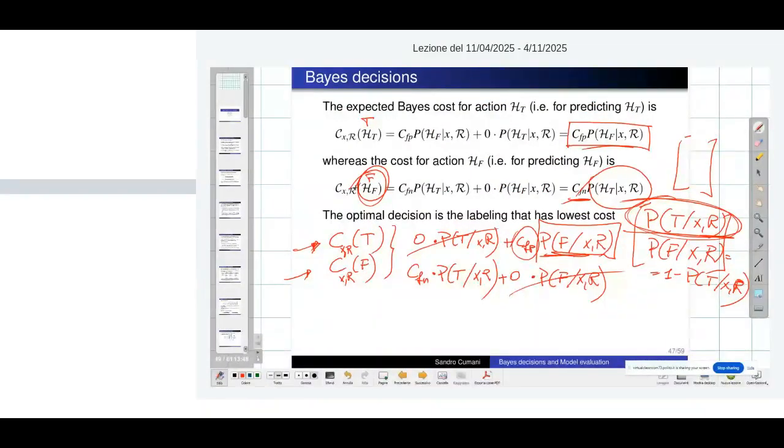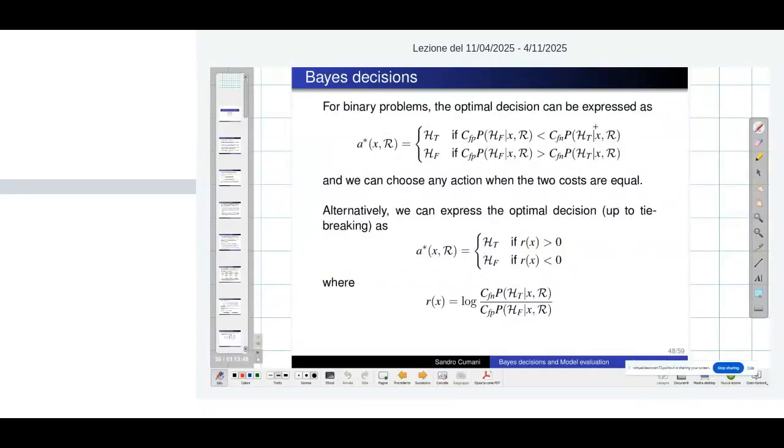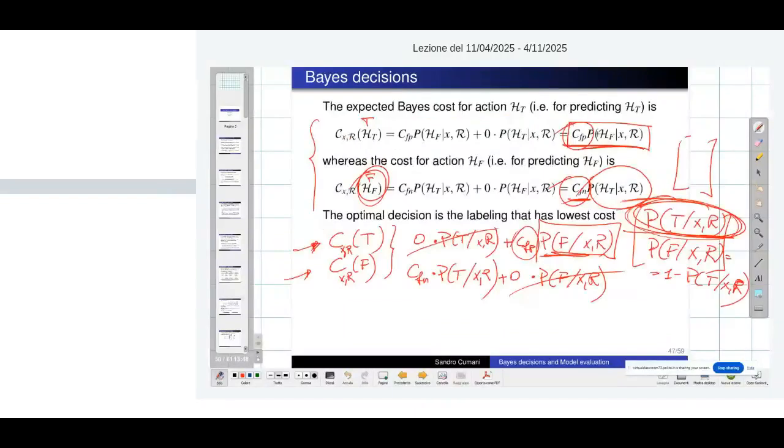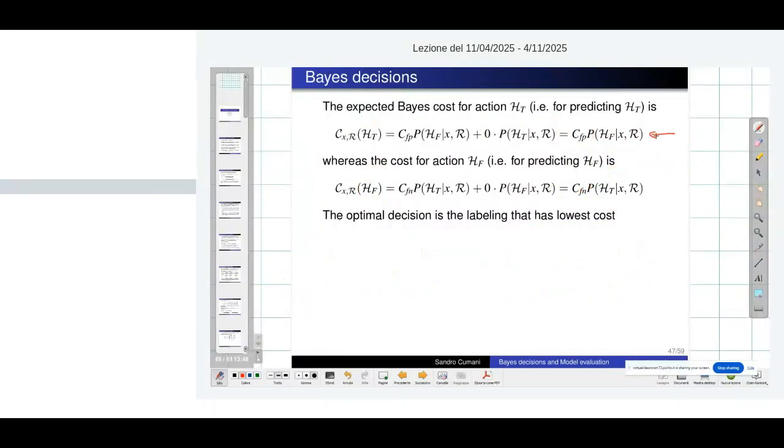Now, I need to make my decision, so the posterior probabilities are given by my classifier. The classifier gives me the posterior probabilities for the two classes. I have the cost from the cost matrix. I will compute these two values, and then I will choose the action that has the lowest cost. So if this upper cost is lower than the second one, I will assign class true.